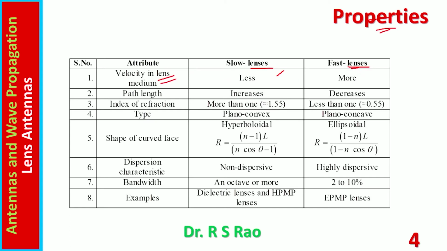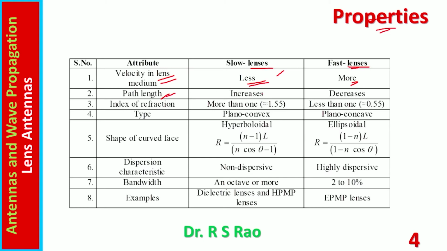Velocity in the lens medium is less in slow lenses. It is more in fast lenses. Less in slow lenses means the velocity of the wave in the lens medium is less when compared to the velocity of the wave outside the lens medium. The same is the meaning of more velocity in the case of fast lenses.